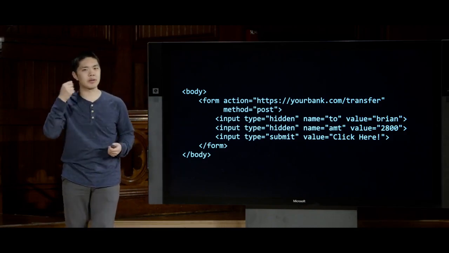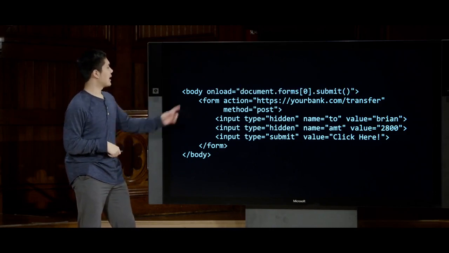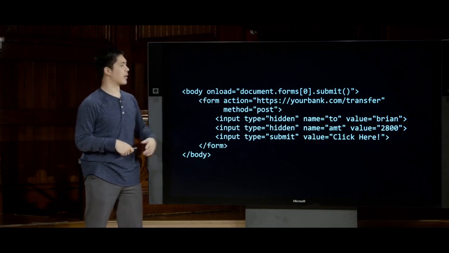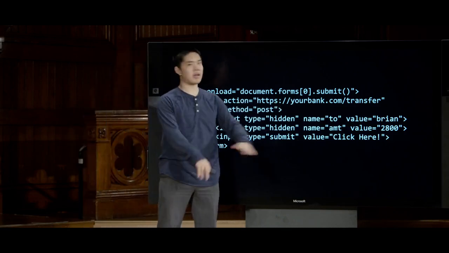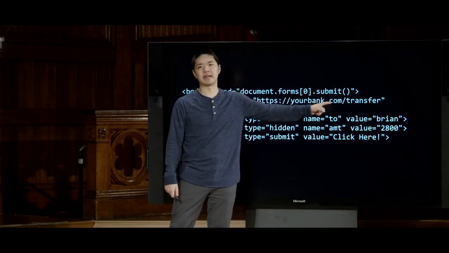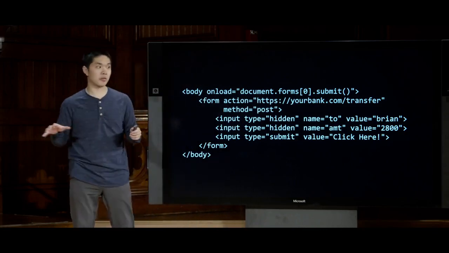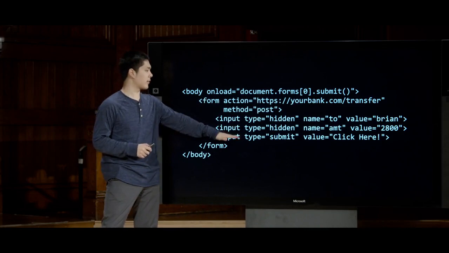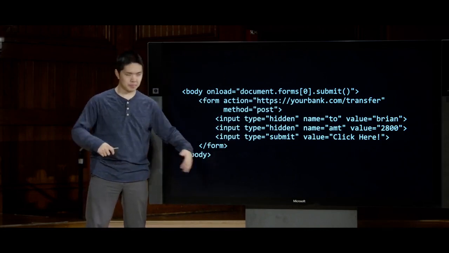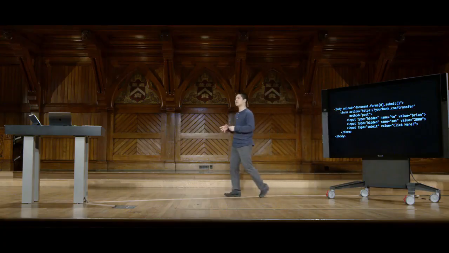We can just add a little bit of JavaScript. You might imagine that an adversary could do something like this. Add an onload attribute to the body that says when the body of the page is done loading, go to document.forms, meaning all of the forms for this web page, get the first one, and submit it. Even without the user doing anything, even without the user clicking on the click here button, as soon as this page is loaded, this form is going to be submitting a post request to the bank and attempting to transfer funds from one user to another user.